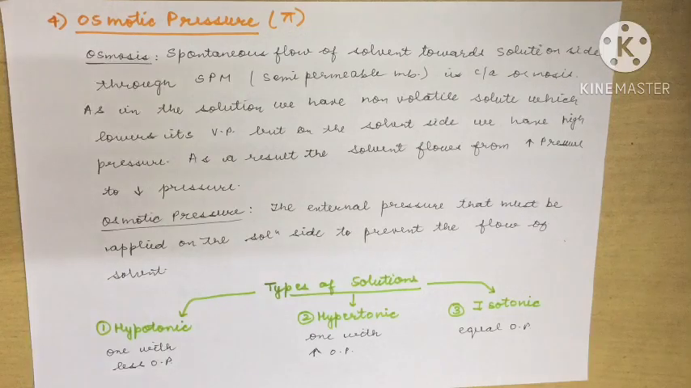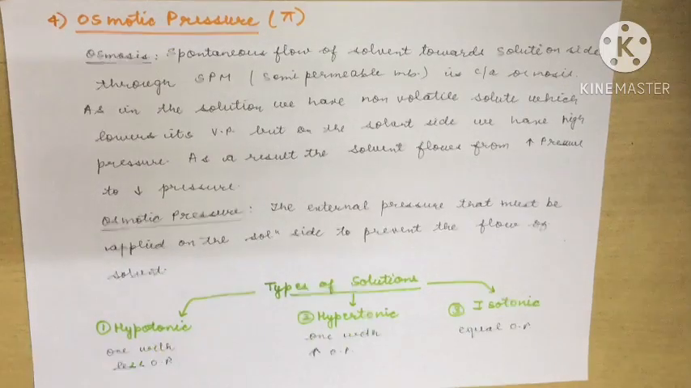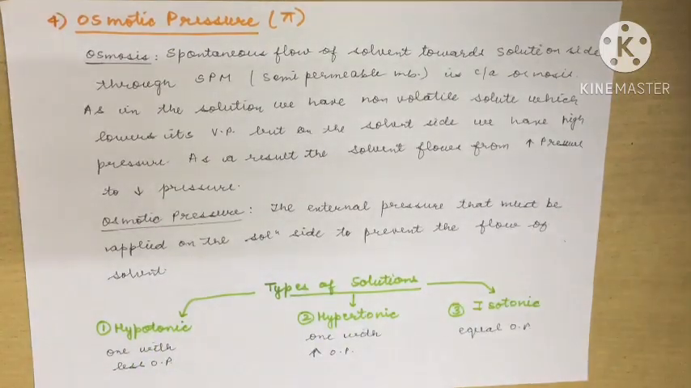The next colligative property is the osmotic pressure. This is the fourth and the last colligative property. This is also a very important colligative property. Now you should know that this osmotic pressure is represented by pi. Now first of all, before discussing osmotic pressure, we should understand the meaning of osmosis.